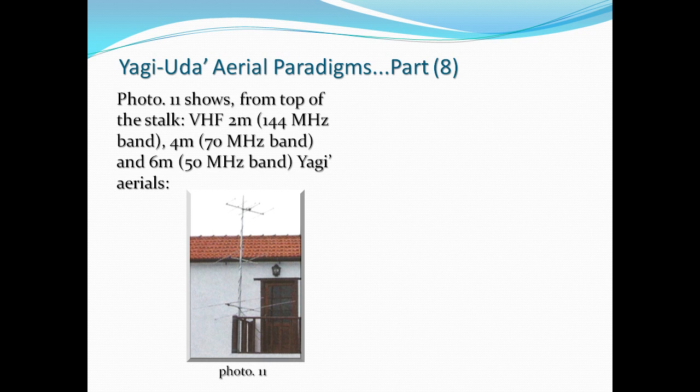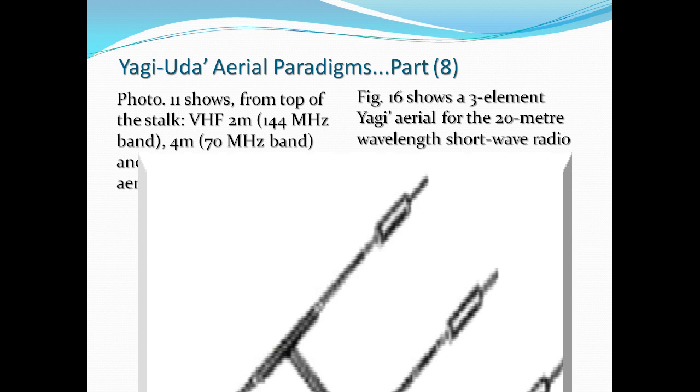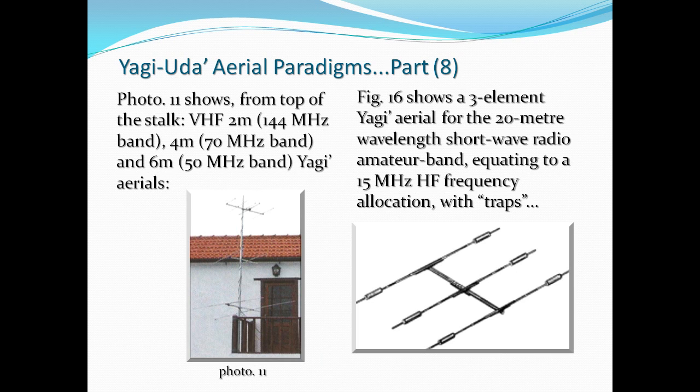Figure 16 shows a 3-element Yagi aerial for the 20-meter wavelength shortwave radio amateur band, equating to a 15 MHz high frequency allocation, with traps. A trap is a resonant tuned circuit comprising the electrical components known as an inductor and capacitor, with these traps fitted into each leg of each element of an HF Yagi aerial. The Yagi aerial in question will electrically lengthen or electrically shorten depending on what band of frequencies is fed into it.